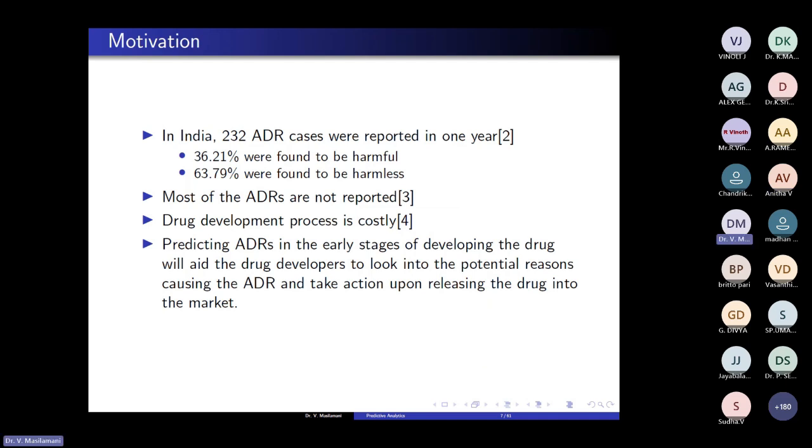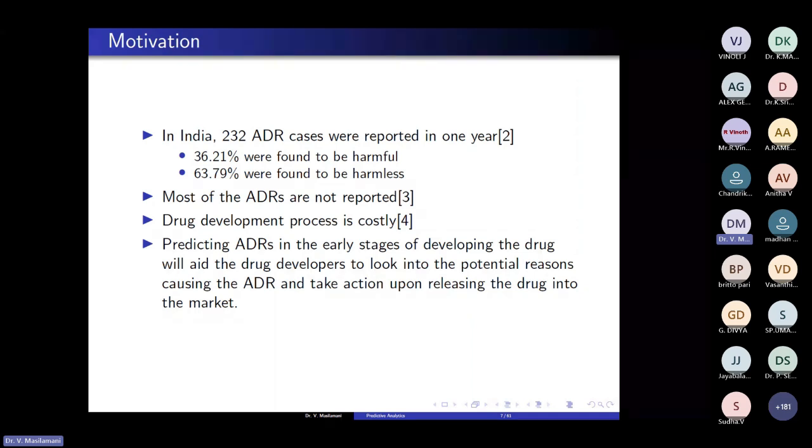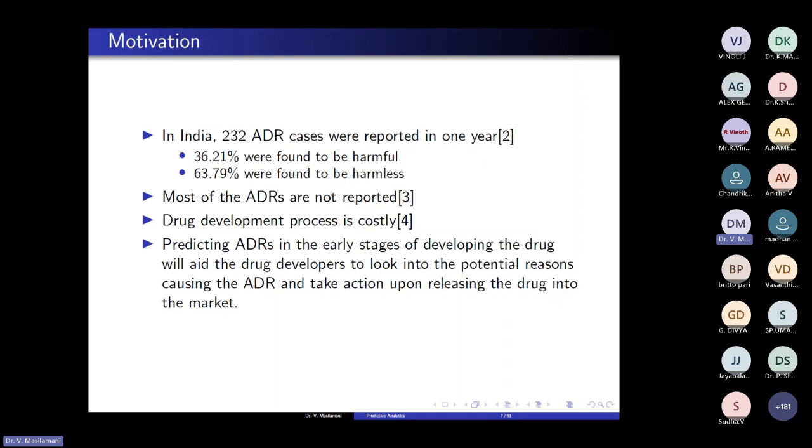Right, you may be wondering why this ADR is a very important thing. In India, in a particular year, 232 ADR cases were reported, out of which 36.21 percent of people had a harmful effect from the adverse drug reaction, and the remaining were harmless. So we can say that almost one third of the adverse reactions are harmful. Therefore, if it is not predicted properly even before it is administered, then it may cause serious problems.